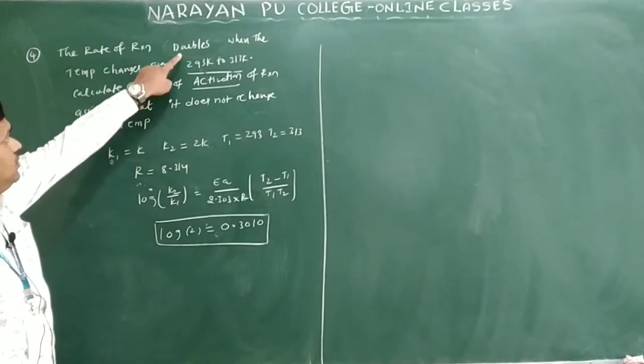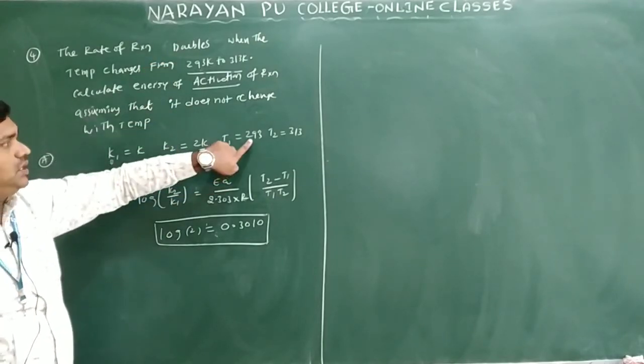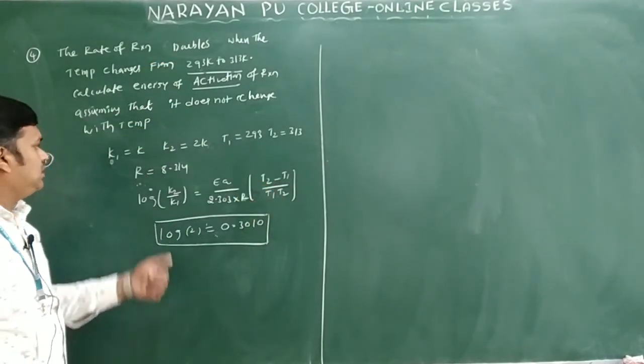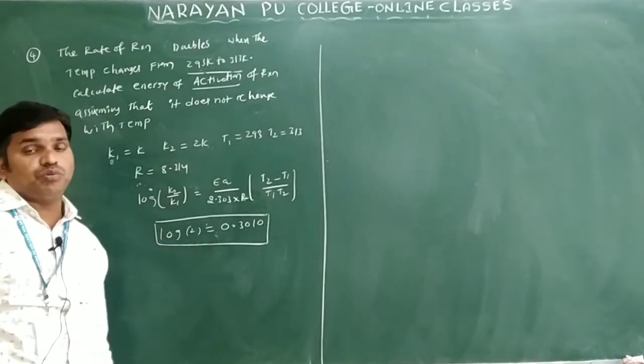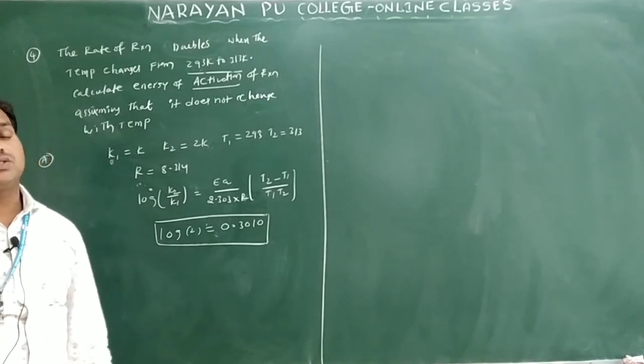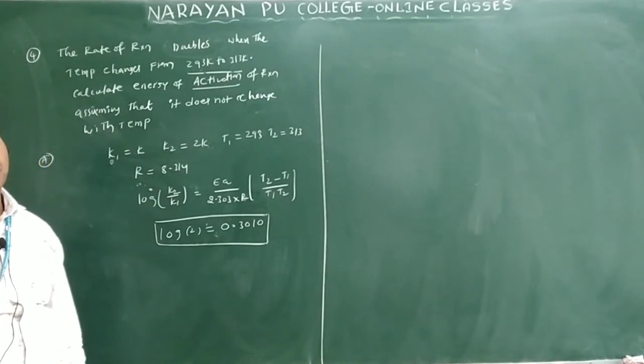K1 is equal to K, K2 becomes double, 2K, T1 is 293, T2 is 313, R is 8.314. Substitute the values in this formula. Log 2 value is 0.3010. You will solve this question. You will get the activation energy for the reaction.